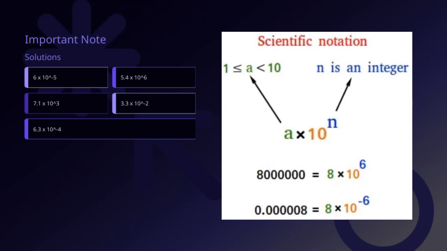Now let's take a closer look at these numbers. First, we have 3.3 times 10 to the power of negative 2. This is a way to express a small decimal, specifically 0.033. Moving on, we see 5.4 times 10 to the 6th power, which is a much larger number, over 5 million. Next, there's 6.3 times 10 to the negative 4, or 0.00063. Then 7.1 times 10 to the 3rd, which equals 7,100.